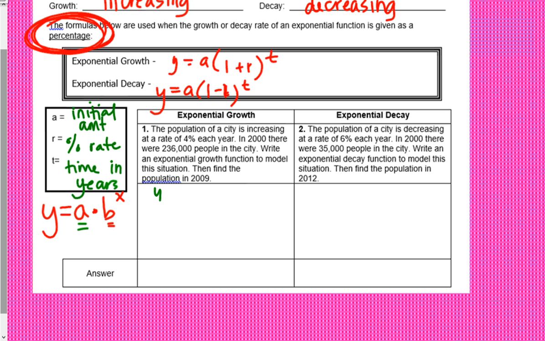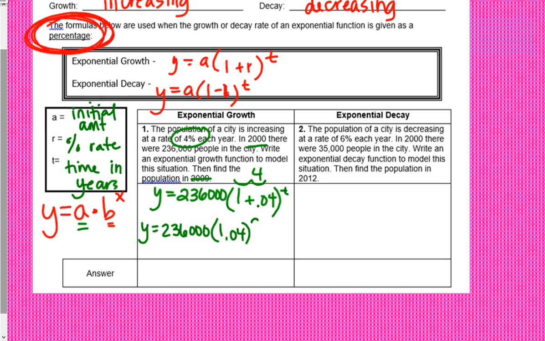So, using that formula, a is first, it's the initial amount, which in this case is going to be that 236,000 number. Then we do our parentheses, 1. We have to decide is it plus or minus based on if it's increasing or decreasing. So in this case, it's plus. And then the percentage. So in this case, it's 4%. I need to move that decimal 2 times. So right now it's 4 with a hidden decimal after it. So if I move it 2 times, it'll be 0.04 raised to the time. Well, in this case, if they're wanting to know about 2009, that's 9 years later if they're giving us 2000 as the starting point. So I'm going to type in my calculator 236,000 times 1.04 raised to the 9th power.